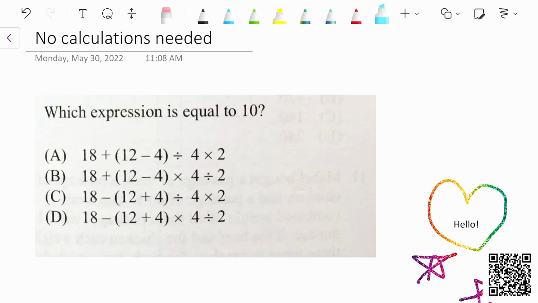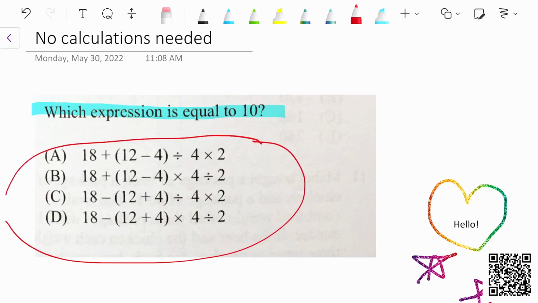So we're starting a series on the low-level IC math, and it's going to teach you habits and tricks for the IC so you can get through the entire thing faster. So today's question is, which expression is equal to 10? First of all, in every math problem, you need to look through to see if there's any obvious answers because that will save you a lot of solving.